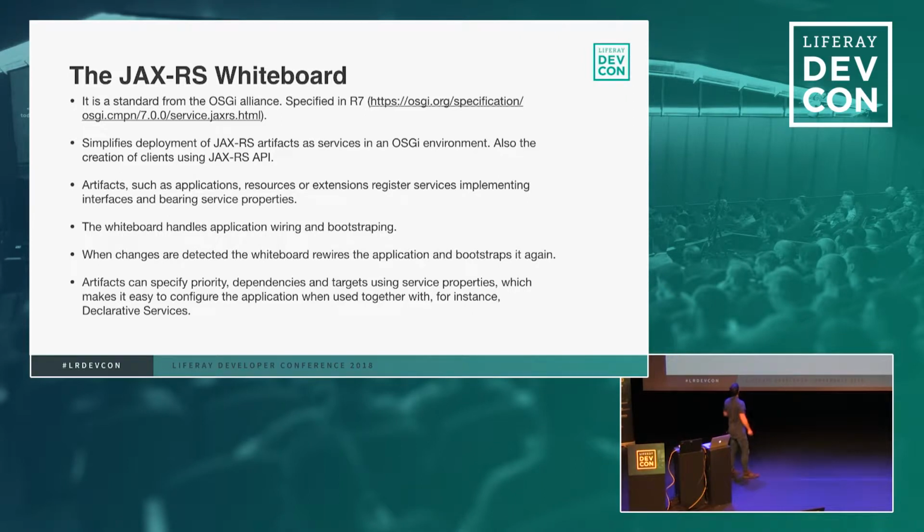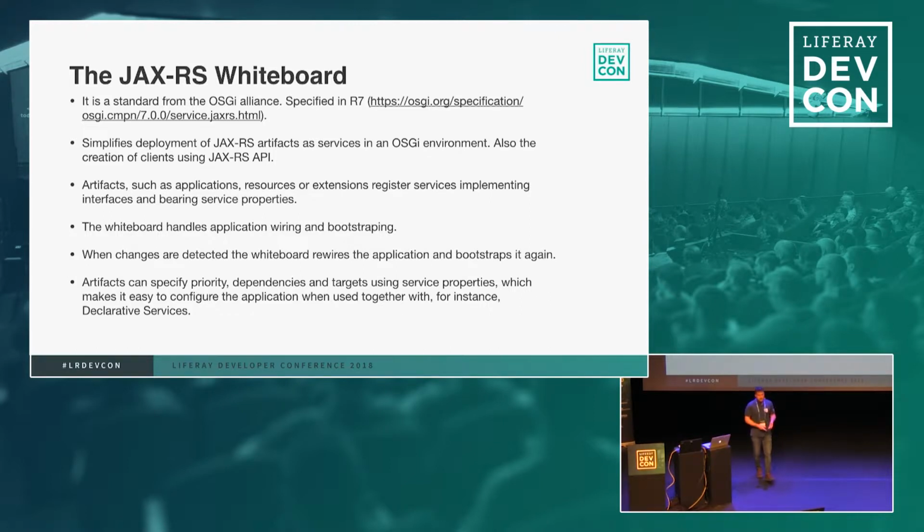So the difference now is that the applications, resources, or extensions, any service implementing something in JAX-RS, are just services that are deployed inside the OSGi container and bear properties. So the runtime, given the properties that you give to the service, will take care of wiring things up and react to events. It handles all the wiring and bootstrapping of your application. If anything happens, so some dependency becomes available or goes away, the system will rewire the application and bootstrap it again for you. So you don't need to worry about that.